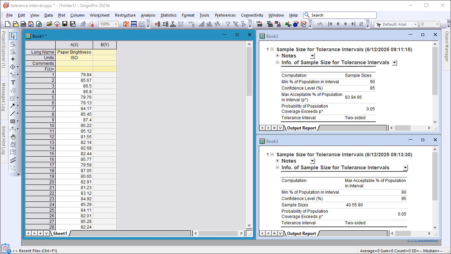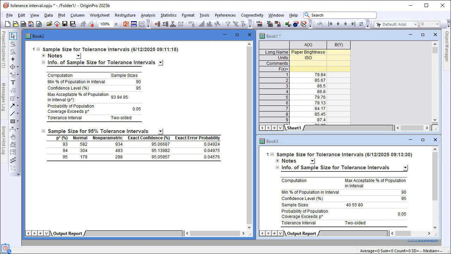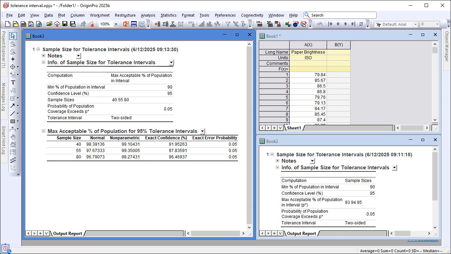Origin's tolerance interval app includes an option for sample size calculations. This video covers the two options available under this tool. The first option calculates the sample size needed to achieve a tolerance interval covering a pre-specified minimum percentage of the population, while capping the maximum acceptable coverage. The second option determines the maximum acceptable coverage achieved for specified sample sizes.